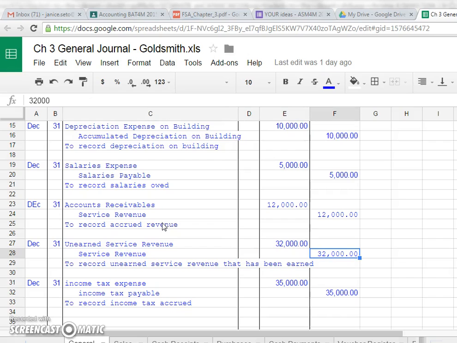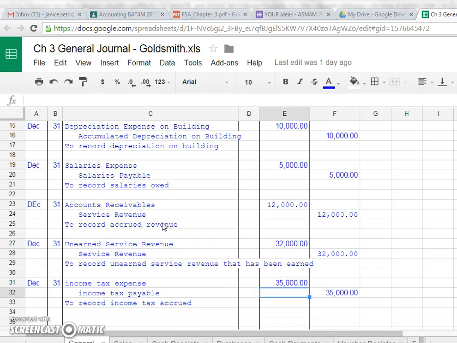This one, basically, is you've earned the service, you've gotten money for the service, but you haven't earned it yet. And just think of it like a wedding planner. A wedding planner usually charges a big deposit up front, and then the wedding hasn't happened, but they have been paid a bit up front. So that's what they call unearned service revenue, and that's debit, and then service revenue here is a credit.